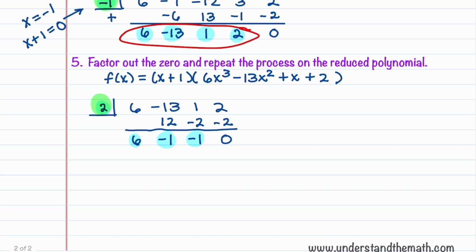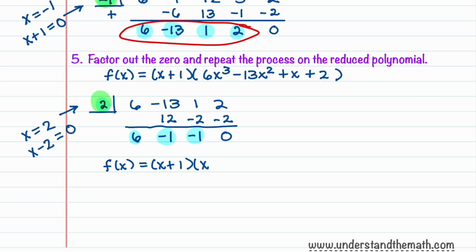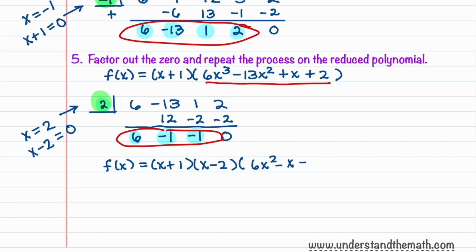Now let's go ahead and write f of x. So we had f of x is equal to x plus 1. Now we have x is equal to 2. So this means x minus 2 is equal to 0. So this can be written as x minus 2. And then what we are left with, based on these coefficients here, is going to be a quadratic because this was a cubic. So we have 6x squared minus x minus 1.